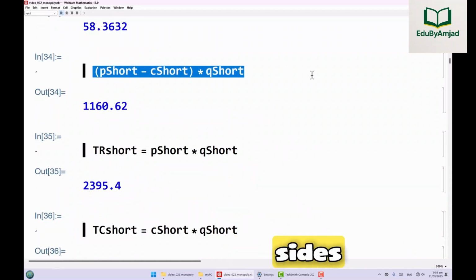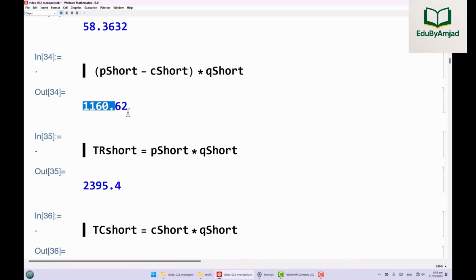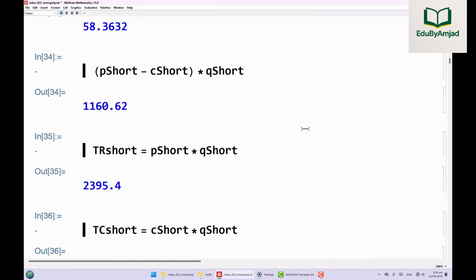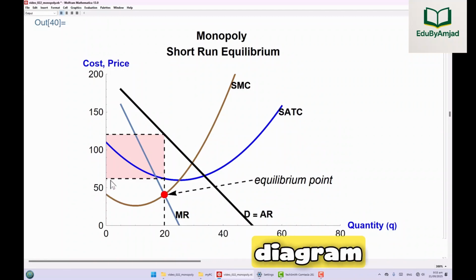Multiplying these two sides gives the area of the rectangle, the monopoly profit. Mathematica calculates this as 1,160.62, highlighted here in the diagram.